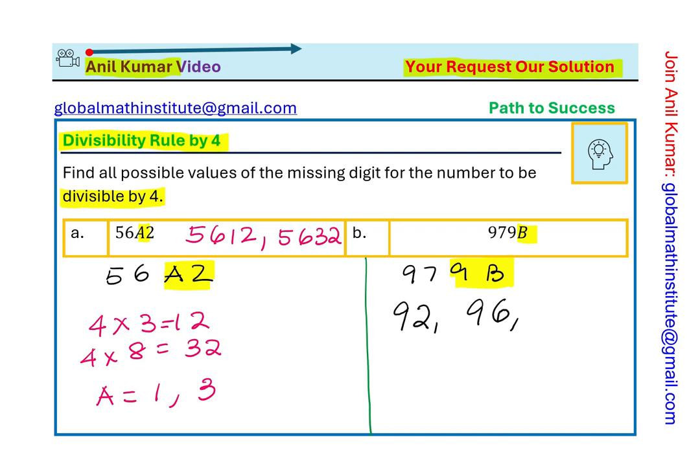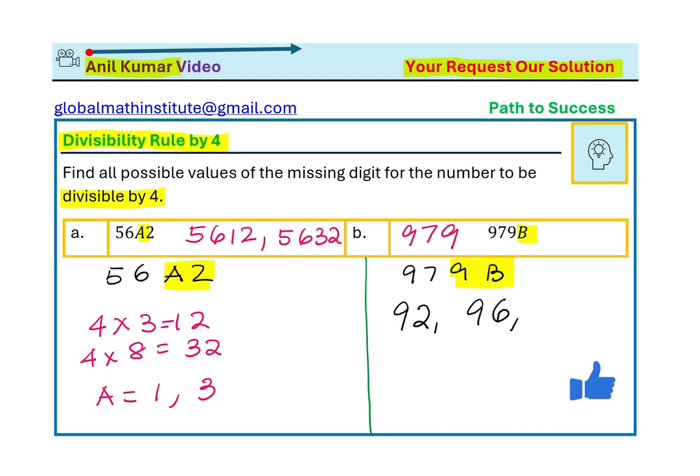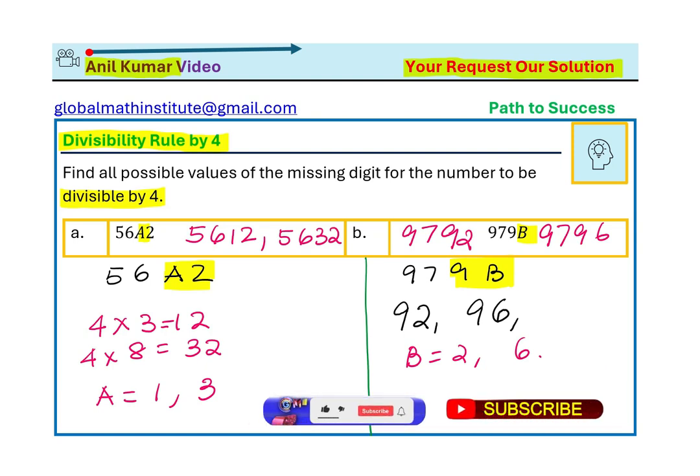Perfect. And therefore, we have two solutions to this. One is 9792 and the other one is 9796. So B can be equal to 2 or 6. As an added exercise, what you should do is try dividing these numbers by 4 to confirm that we have the right answer.